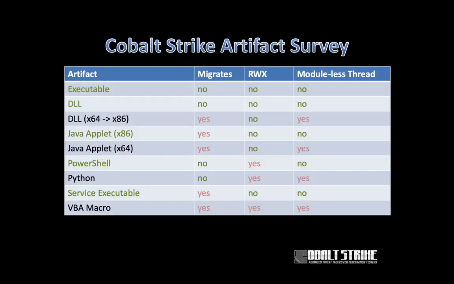This slide is a survey of the different artifacts in Cobalt Strike as of October 2019 and which characteristics they take on related to process migration, read, write, execute memory, or even creating a module-less thread. The big one I would be aware of here is the service executable, because if you use the psexec option in Cobalt Strike or the elevate service exe option, you will be using a service executable. Do note that the Cobalt Strike service executable migrates, and if you don't change the artifact kit, it will migrate to rundll32, and that's probably not what you want.